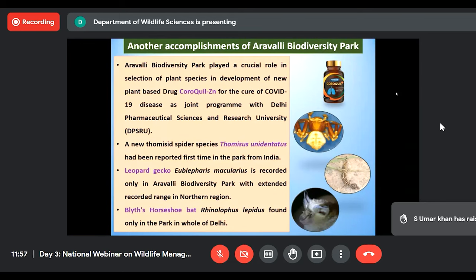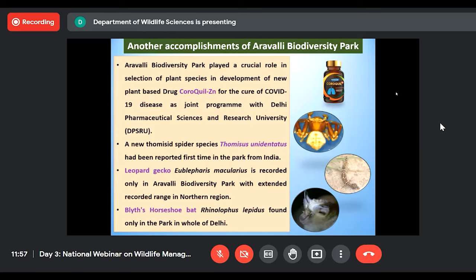Apart from this, another accomplishment of Aravalli Biodiversity Park played a crucial role in the selection of plant species in the development of a new plant-based drug, Proquil ZN, for the cure of COVID-19, as a joint program with Delhi Pharmaceutical Science and Research University. This is what plant species we have given as a resource and as a knowledge base. From here itself it has gone. And one drug has come out, an immunization drug, and it is just about to get approval from the Ayush ministry. It will come into the markets.